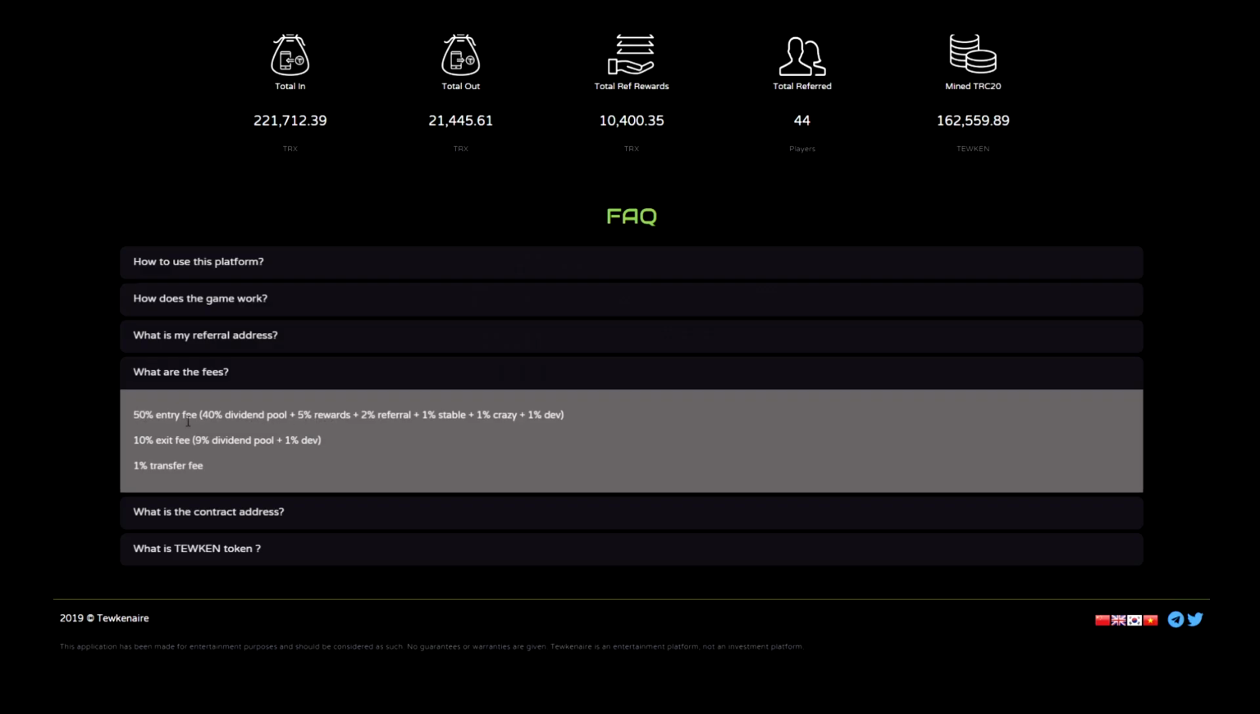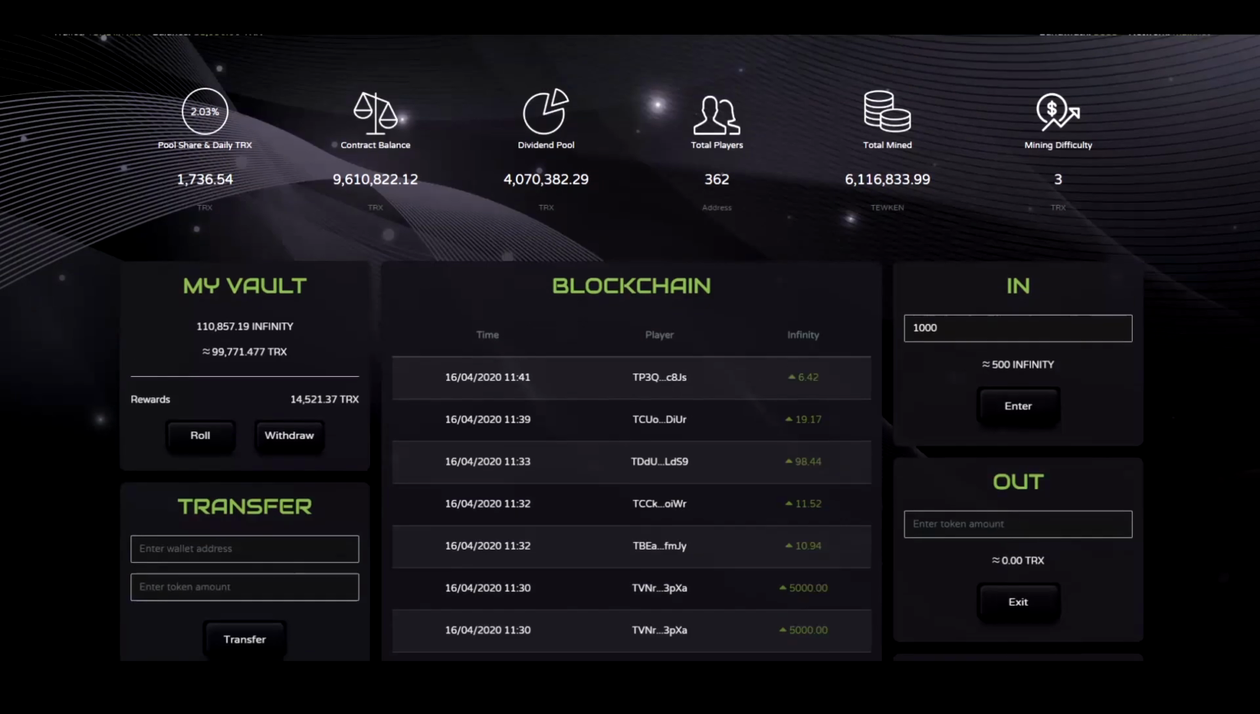There's a 10% entry fee: 5% goes to the dividend pool, and 5% goes to rewards. 2% to referral, 1% to our stable contract, 1% to our crazy contract, and 1% to the dev. So, for example, I put in 1,000 TRX. 400 TRX goes to the dividend pool, and 50 TRX goes to Infinity holders.